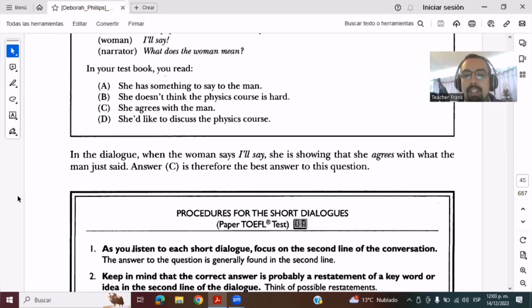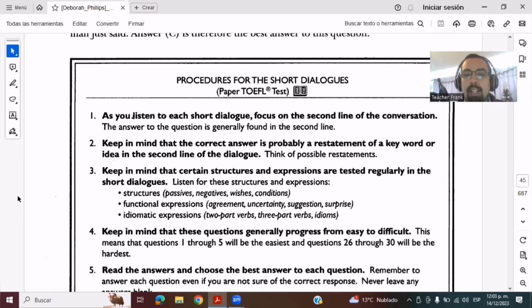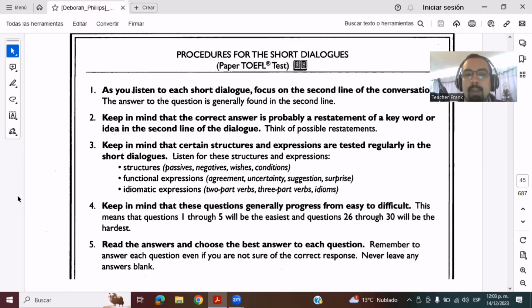So the procedure for the short dialogues, which we're going to be looking at in skill 1, is, first of all, as you listen to each short dialogue, focus on the second line. The second line is very important because generally the answer is found in the second line. Keep in mind that the correct answer is probably a restatement, very important. We're going to be looking at this in skill 2 and 3.